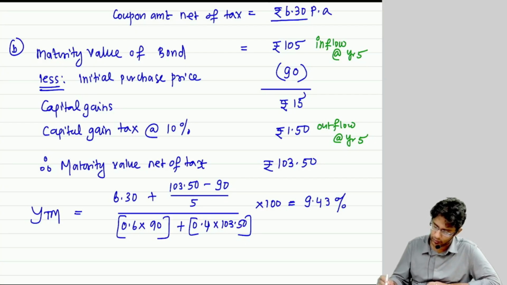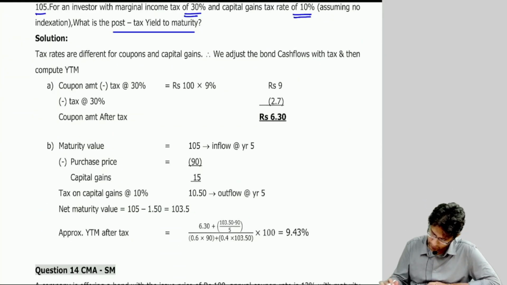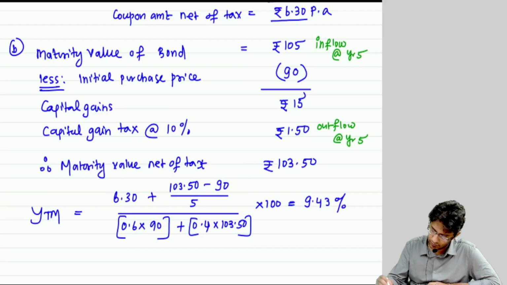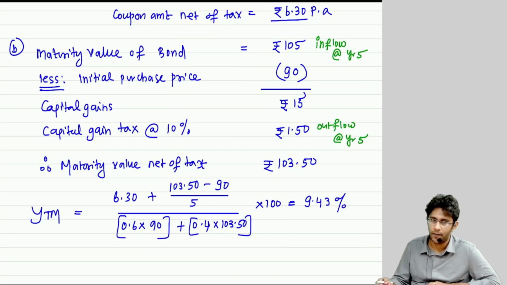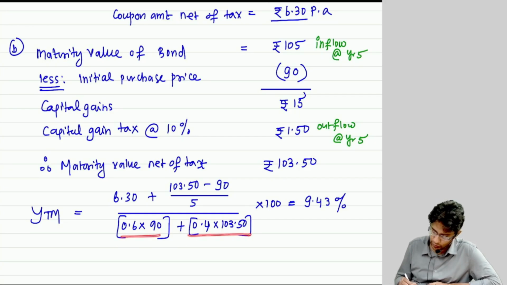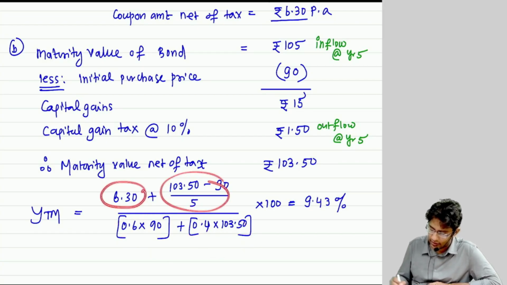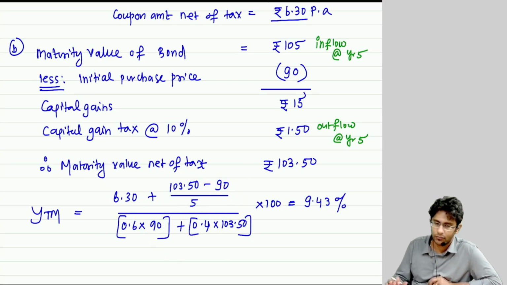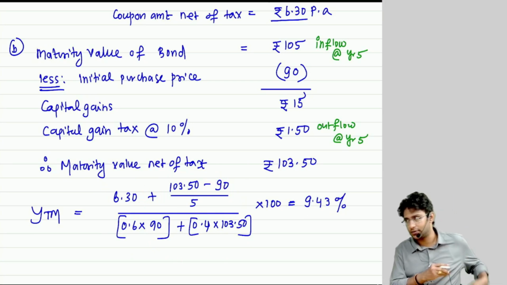I got this, check once. Solve this and put it in the denominator. This one you solve, 9 into 0.654, that much we know. Store this in M plus, solve this, add this, divide, into 100. The answer is 9.43%.